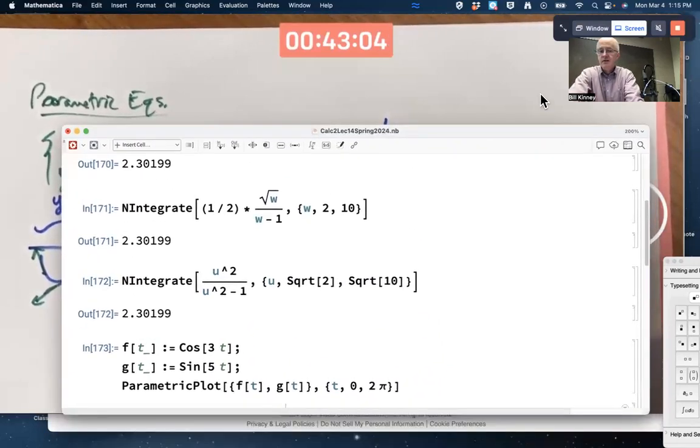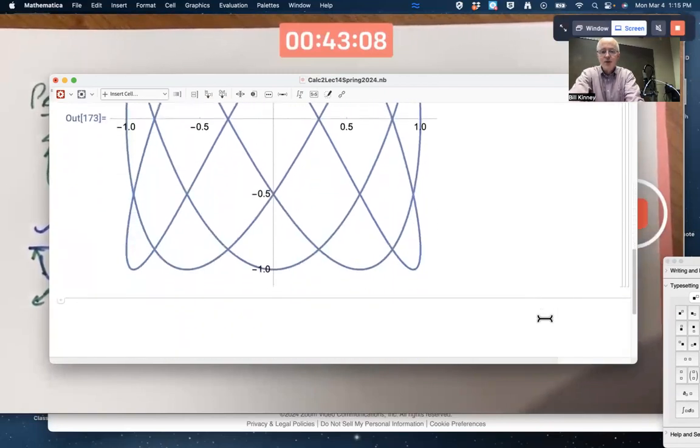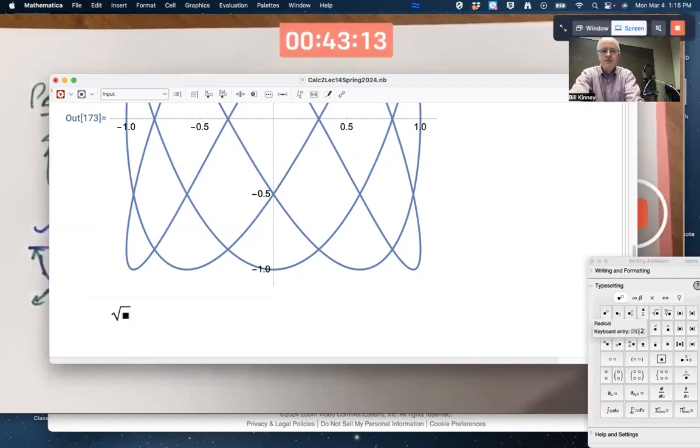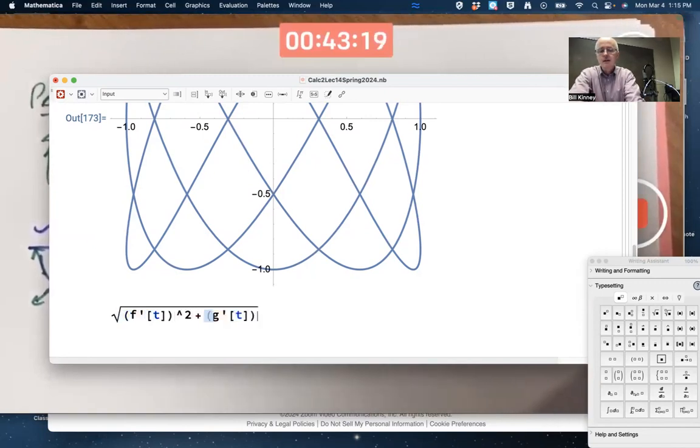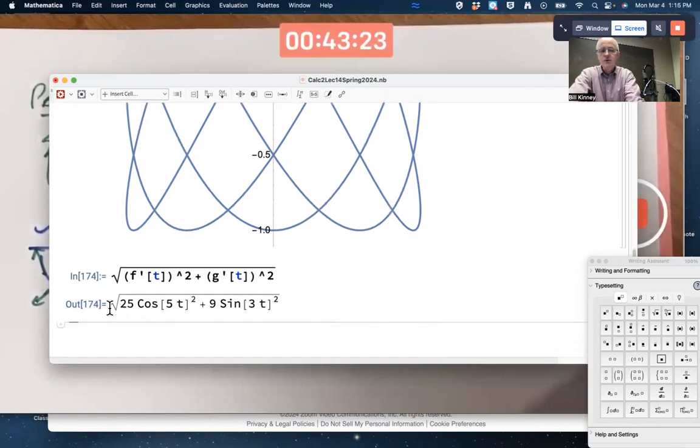And if we try to do the integral, what is f prime of t? What does the square root of f prime of t squared plus g prime of t squared look like? We're trying to integrate that function. You can't use cos squared plus sin squared equals 1, for one thing because 25 and 9 are different, but for another thing because the angular frequencies, the 5 and the 3, are different.